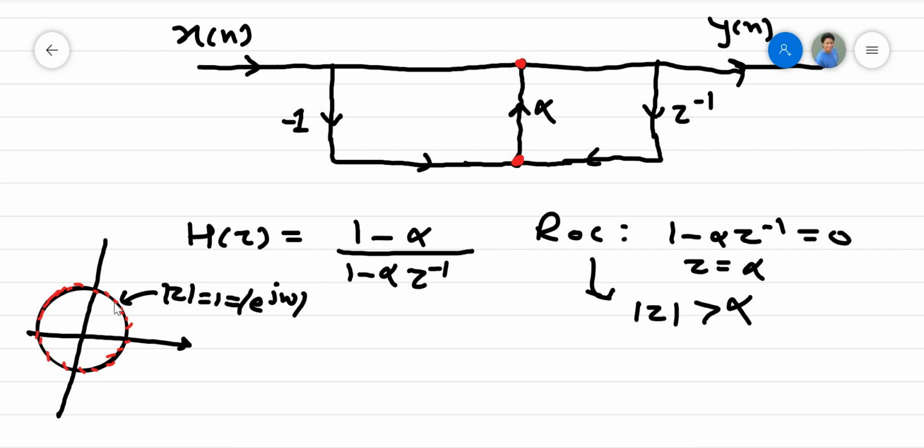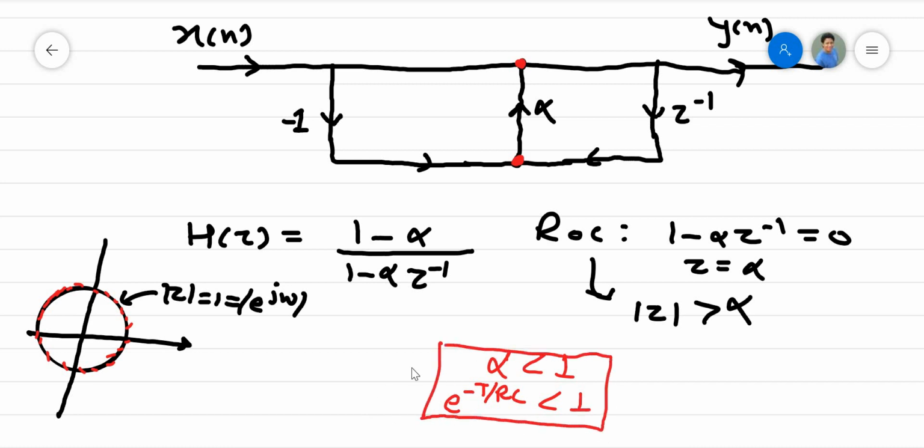So what does it mean? If you want to find out the frequency response of any system, and it does not involve this unit circle, then its frequency domain representation cannot be found out. Then e to the power j omega is not valid, and for that particular function we cannot find out the Fourier transform. So to satisfy this, alpha should be less than 1, and we know alpha is exponential minus T by RC. It should be less than 1, so this condition should be satisfied.